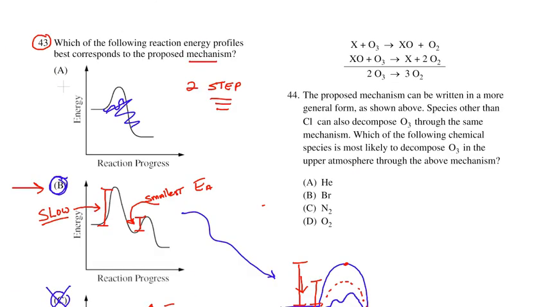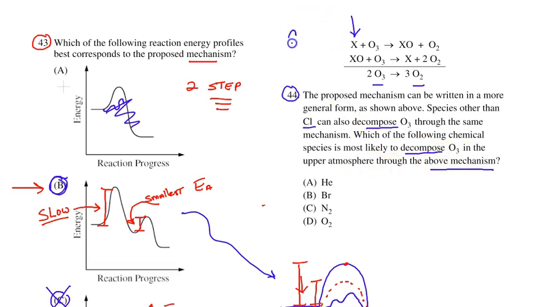44. Number 44 looks like a more difficult question than it really is. The proposed mechanism, it's the same mechanism that we had on the other page in a more general form. Okay, this was Cl, but now they're writing X. Okay, species other than Cl can also decompose O3. O3 decomposing, that's the overall, and these are the 2 steps. Which of the following chemical species most likely decompose O3 in the upper atmosphere through the mechanism?